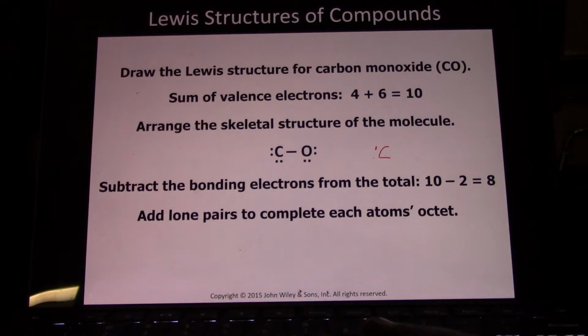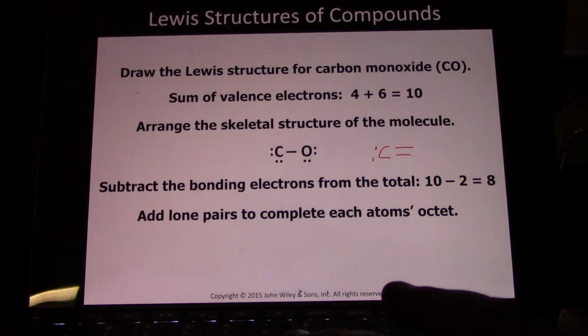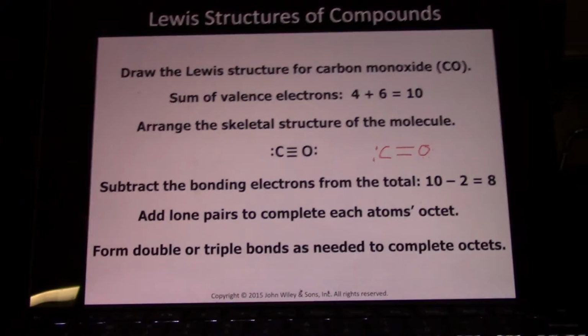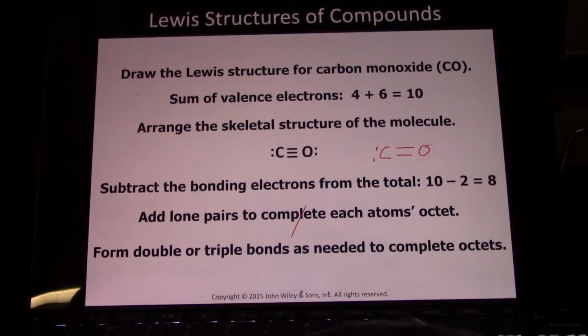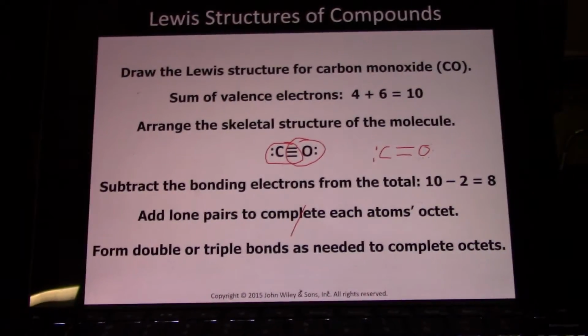And oxygen would be happy. But carbon still wouldn't be happy. Because it only has 6 still. So we have to share another pair. And that's how you get a triple bond. And now with the triple bond, the carbon and the oxygen each claim 8 electrons. 2 of their own and 6 shared. Remember, the shared get double counted. Each atom claims it as their own.